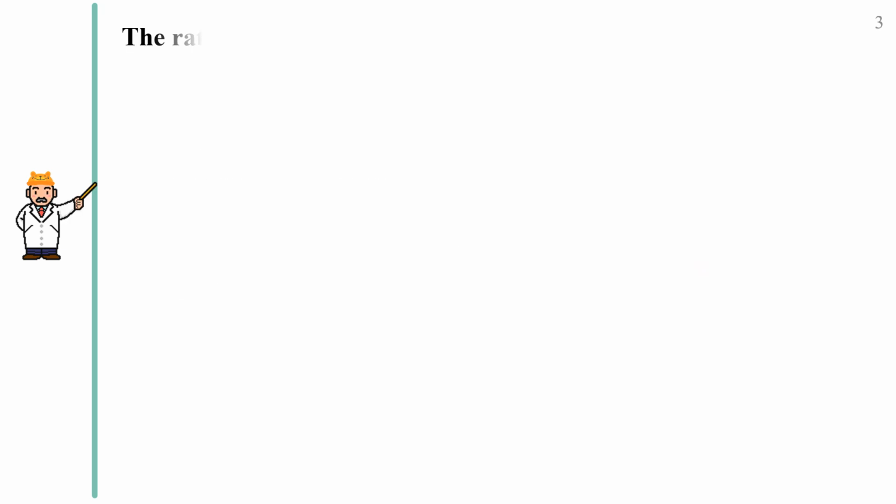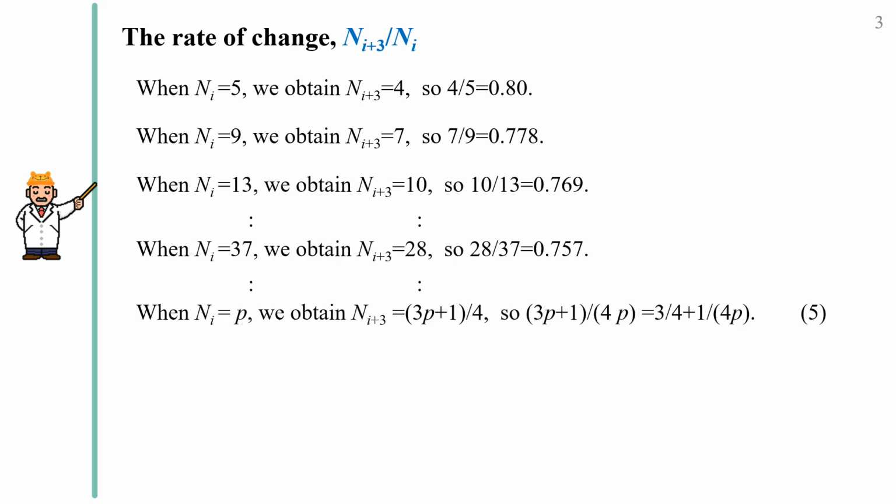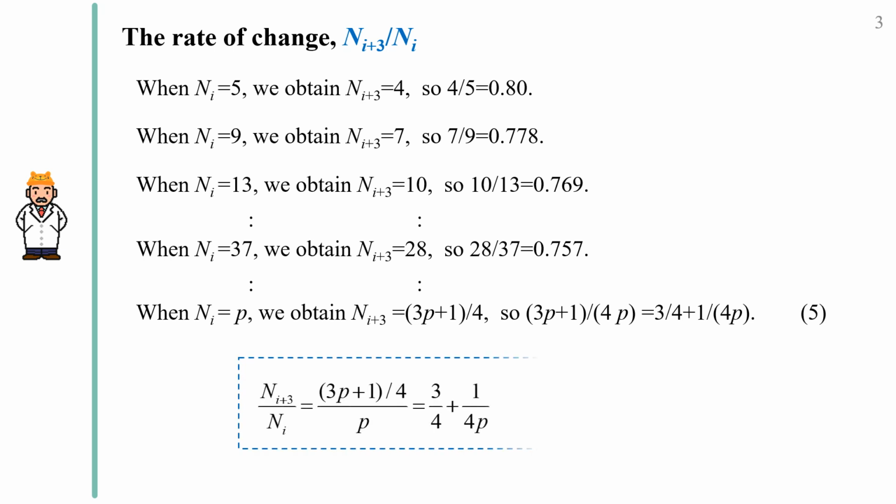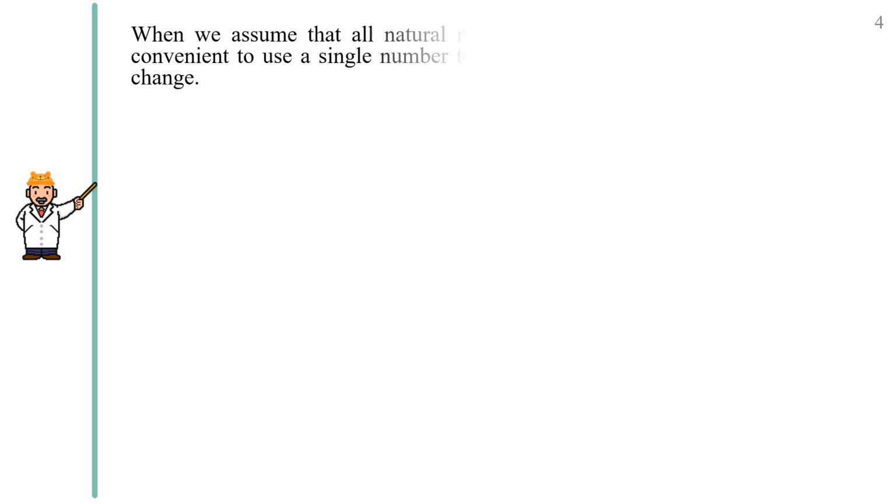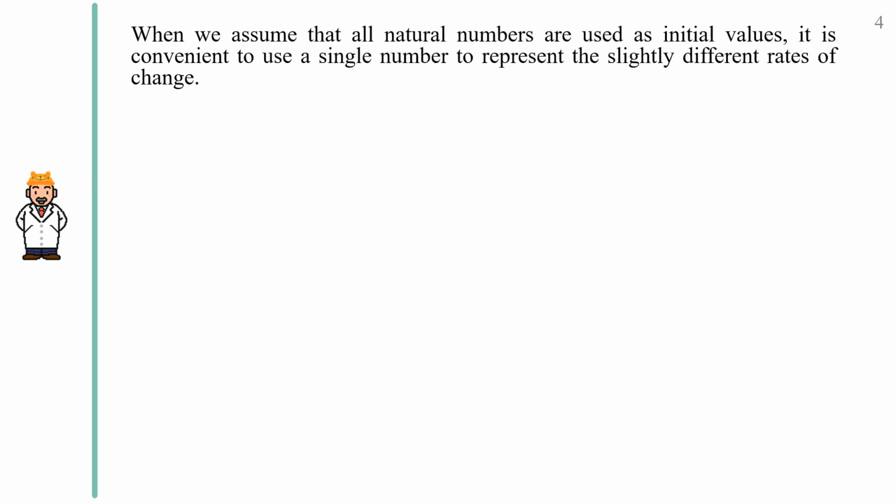The rate of change, n_(i+3) divided by n_i, varies depending on the value of n_i. Therefore, the rate of change can be expressed as follows. According to this expression, as the natural number n_i increases, the value n_(i+3) approaches 75% of n_i. When we assume that all natural numbers are used as initial values, it is convenient to use a single number to represent the slightly different rates of change.